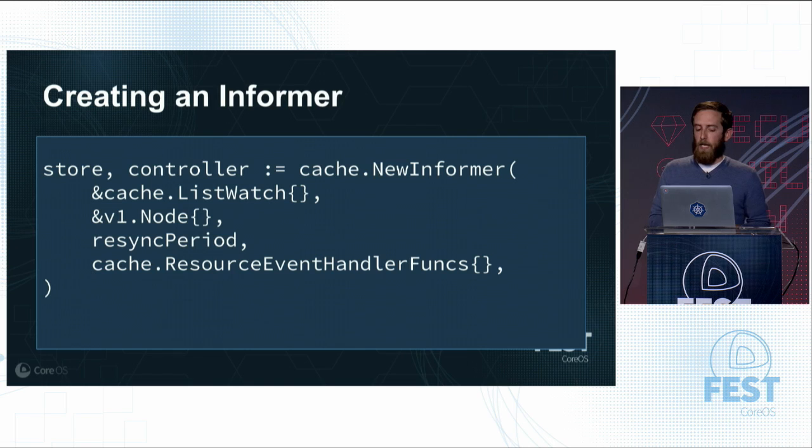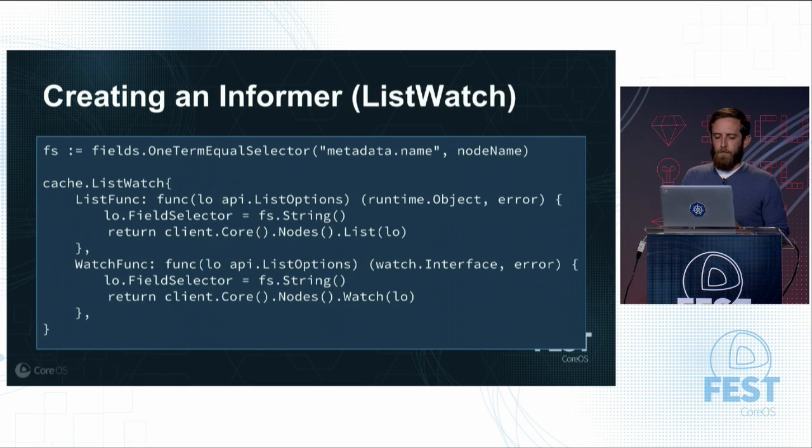What is the object type we care about? In this case, we care about node objects. What's the resync period? We'll go over that as well. And then the event handler functions. The first part is that list watch that I talked about. What this is doing is you're saying, when you want to list all the objects from the API, what should I actually be doing? What should this informer do?